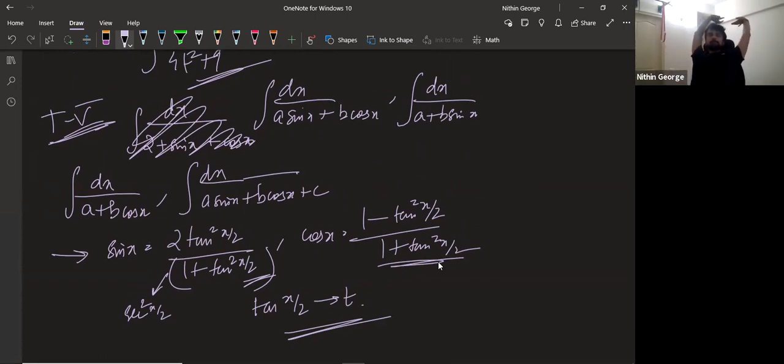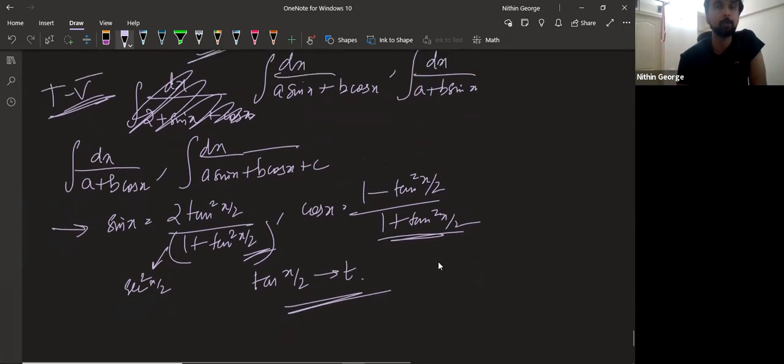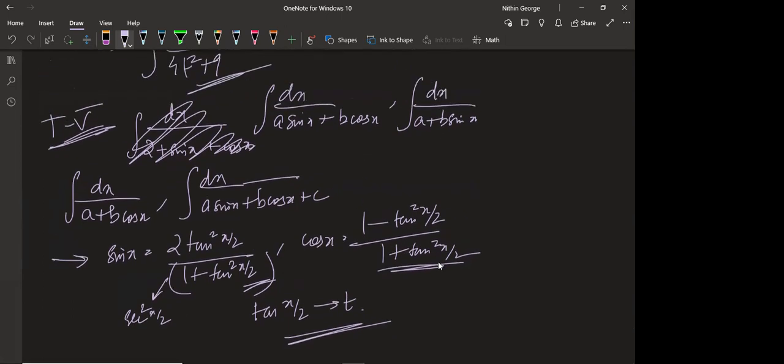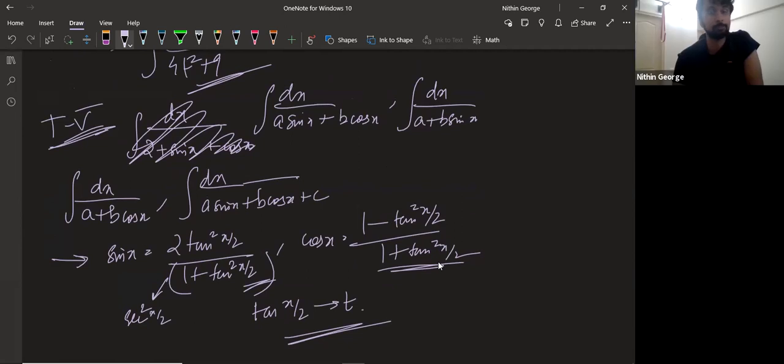Understand? So sin x will become 2 tan x by 2 divided by 1 plus tan square x by 2. Cos x will be 1 minus tan square x by 2 by 1 plus tan square x by 2. You replace tan x by 2 with t, because the denominator is 1 plus tan square x by 2, which is sec square x by 2. This goes to the numerator.